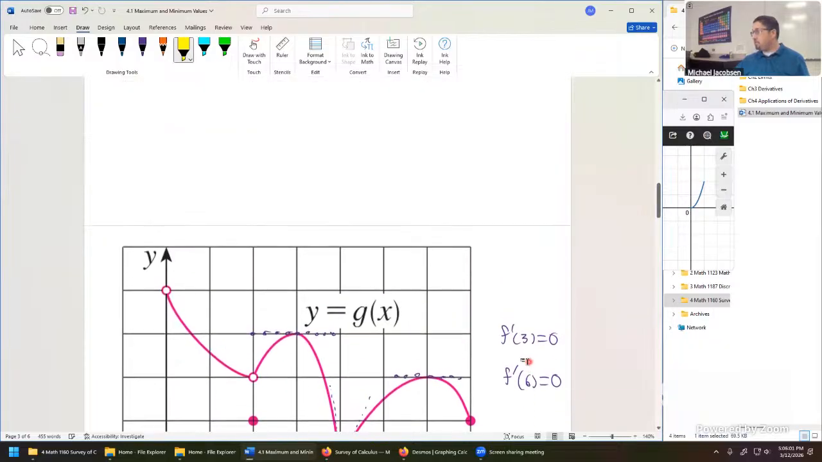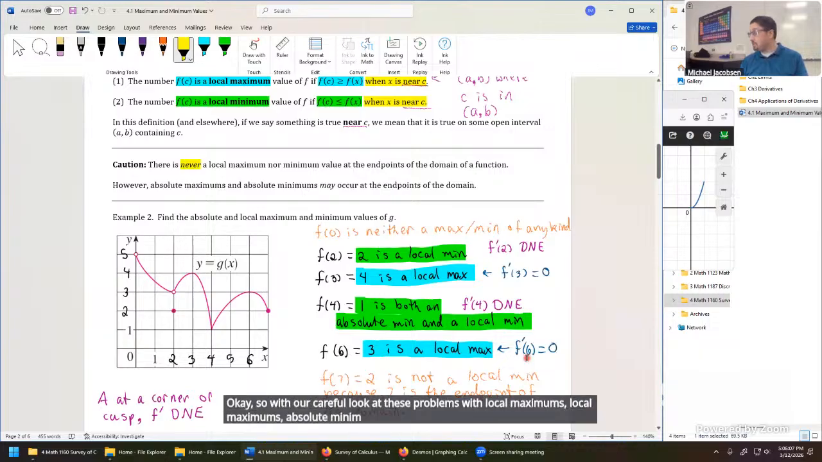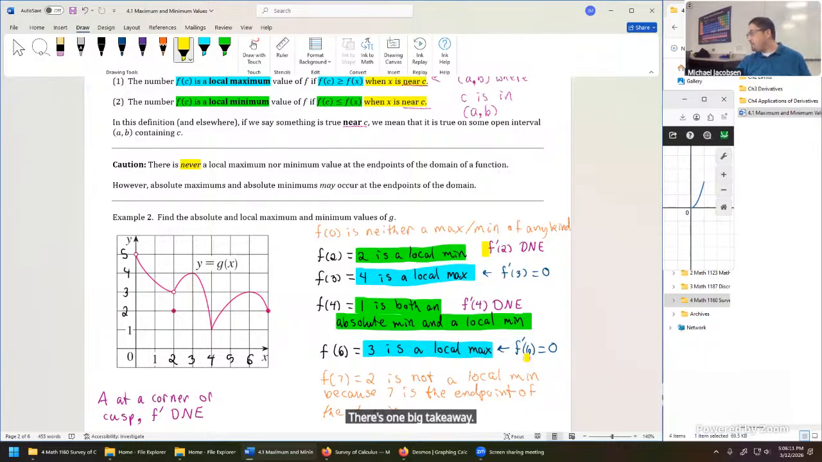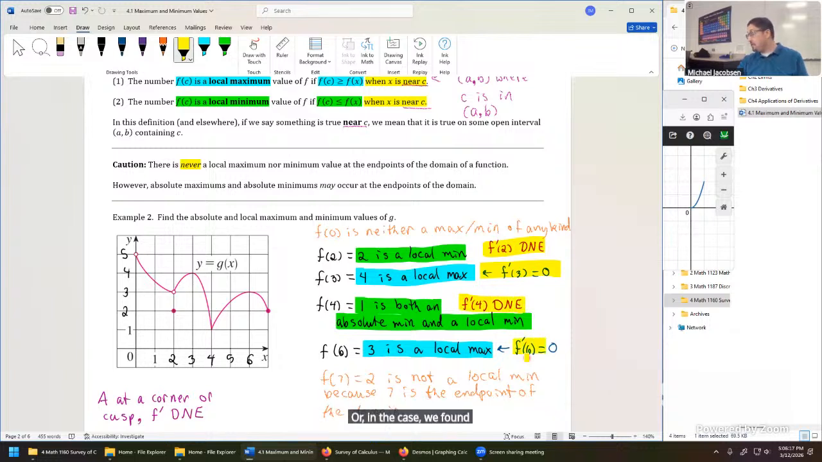Okay, so with our careful look at these problems with local minimums, local maximums, absolute minimums, absolute maximums, there's one big takeaway. Notice that every time we found a local minimum, local maximum, or in the case we found an absolute minimum, the derivative was either 0 or it did not exist. So we're going to use this information.